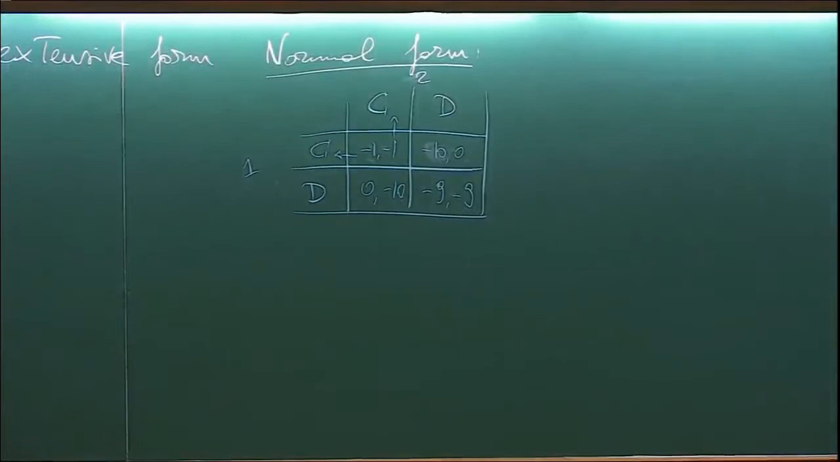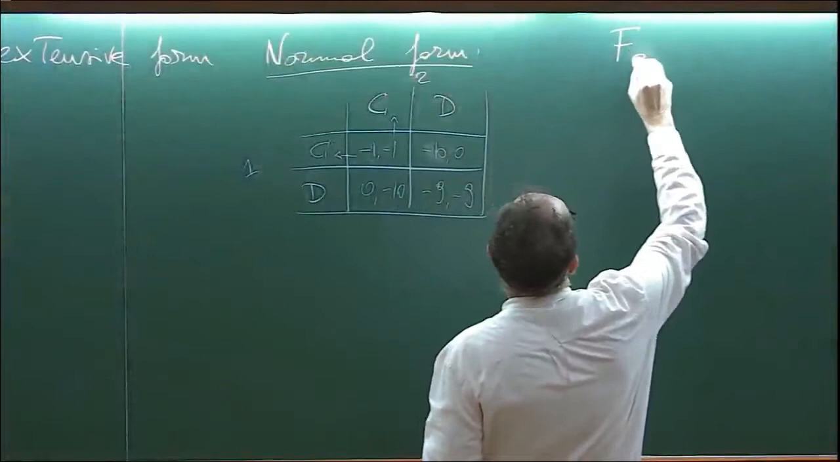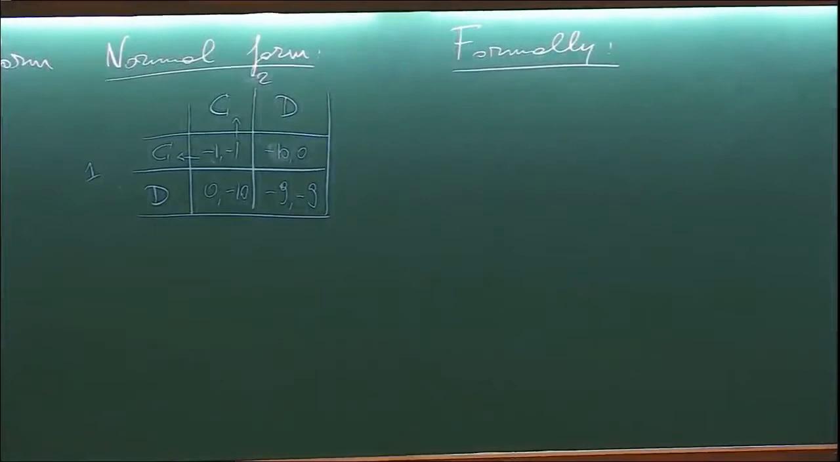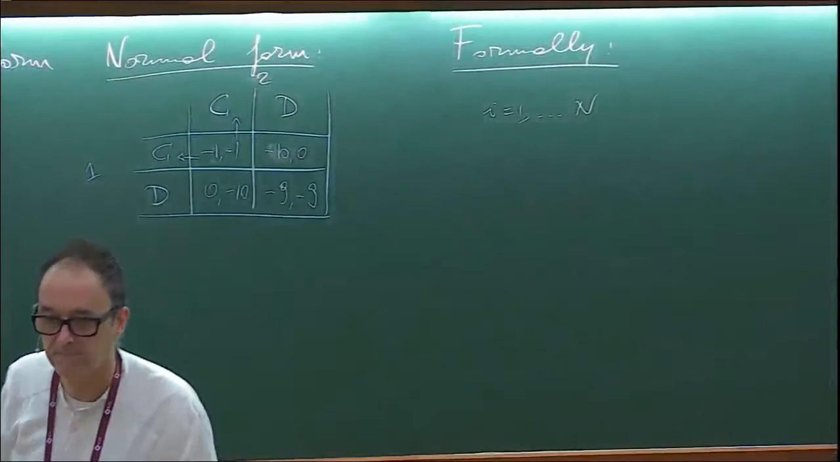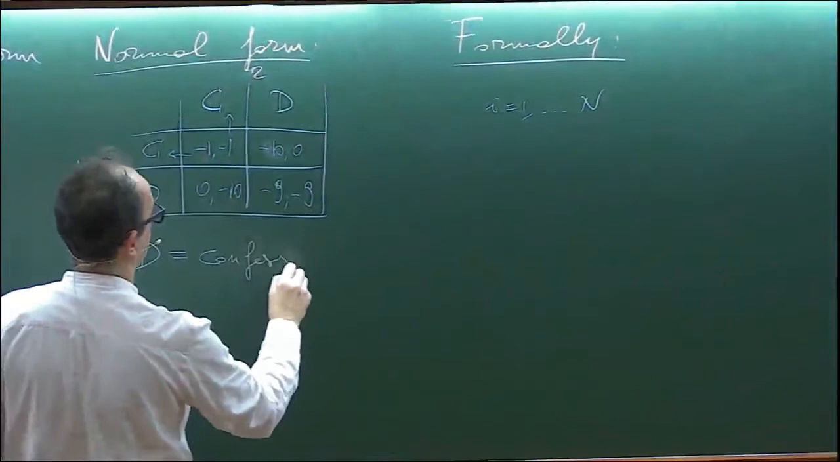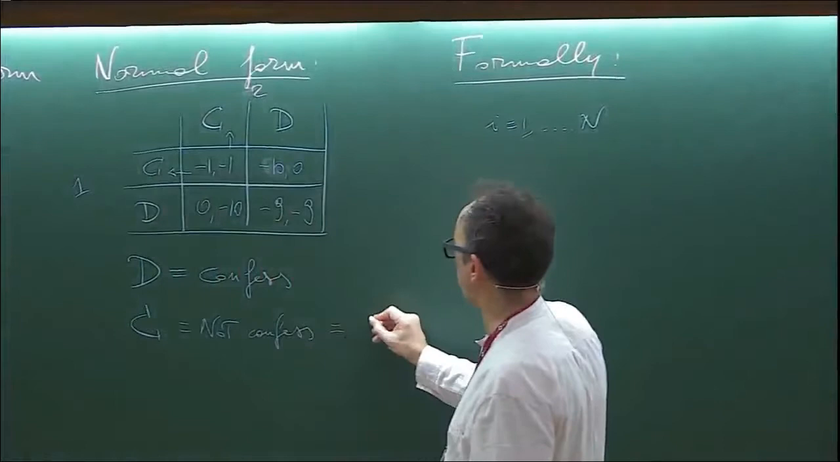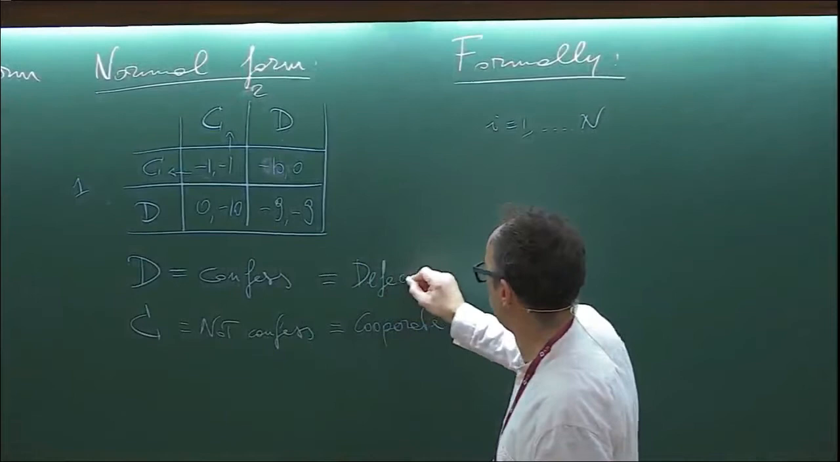Okay, so in general, formally, how would you represent a game? Yes, exactly. D equals confess, C is not confess. Essentially, the idea is that C stands for cooperate with the other poor guy, and D stands for defect, so not to cooperate with the other guy.